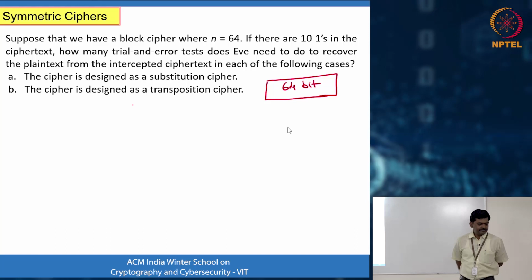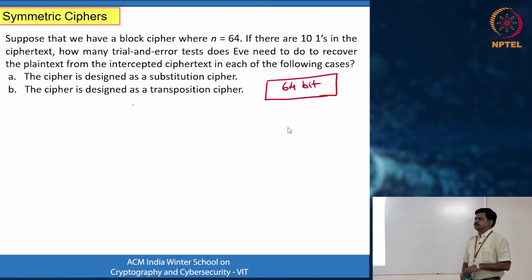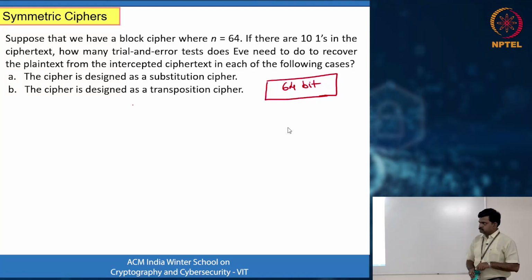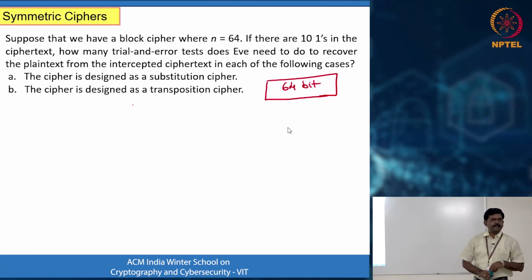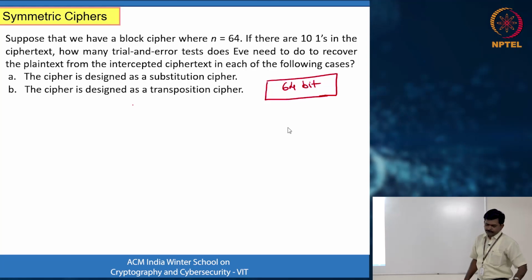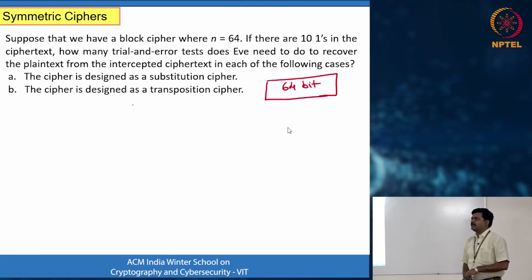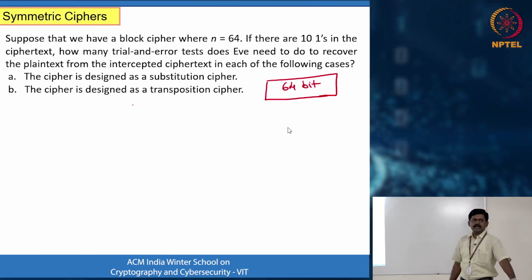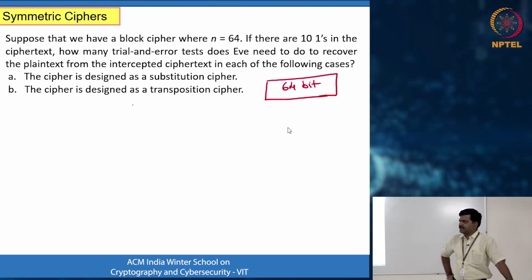Any answers? How many bits are there in the ciphertext? Your plain text block is 64, so your ciphertext is also 64. Now, you don't know which operation is done, substitution or permutation. If it is substitution, how many brute force attempts are needed, if you have 10 ones and the rest are all 0? Similarly, if you have a transposition cipher, how many brute force operations are needed?